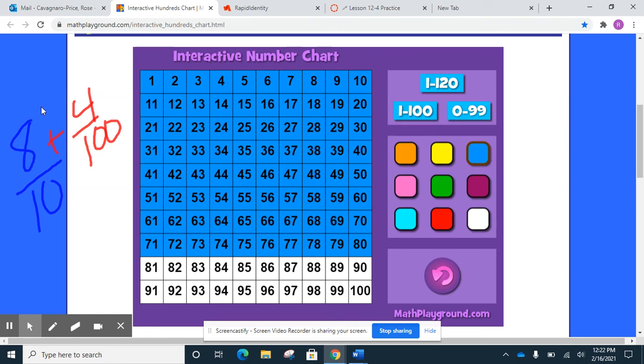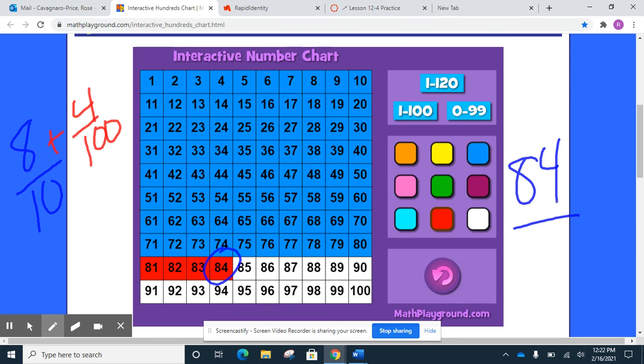We know that. But now we have the 4/100. So to do that, I just have to click 4. 1, 2, 3, 4. To get my answer, I need to figure out how many parts are highlighted. Well, we have 84 total parts highlighted. Out of how many? 100. So our answer would be 84/100.